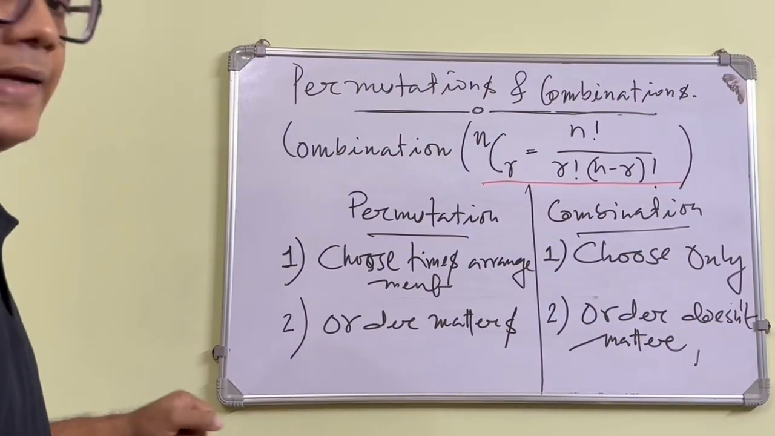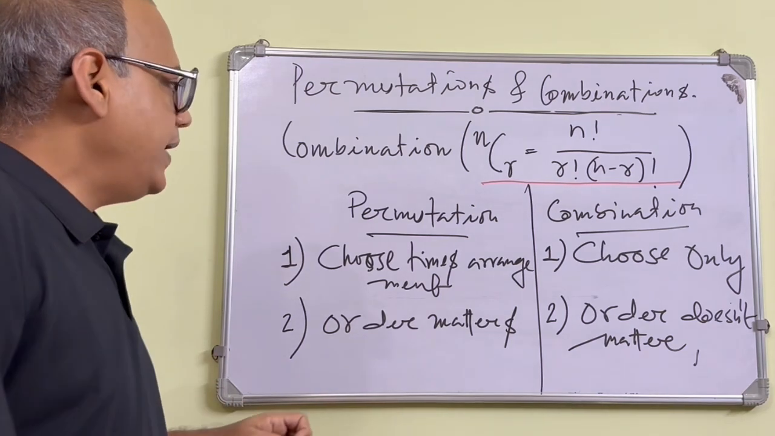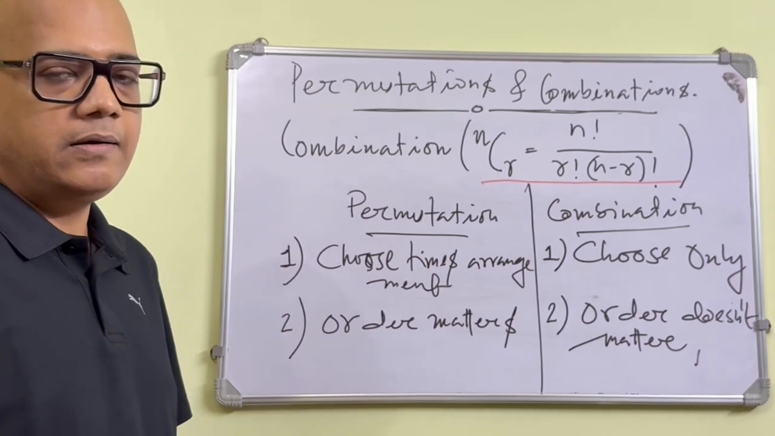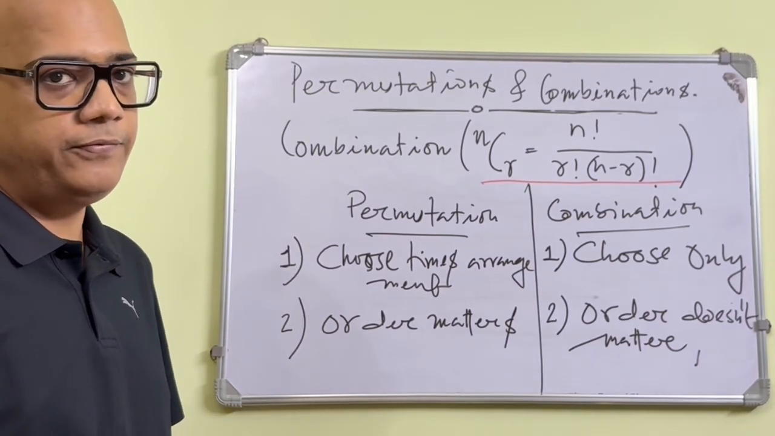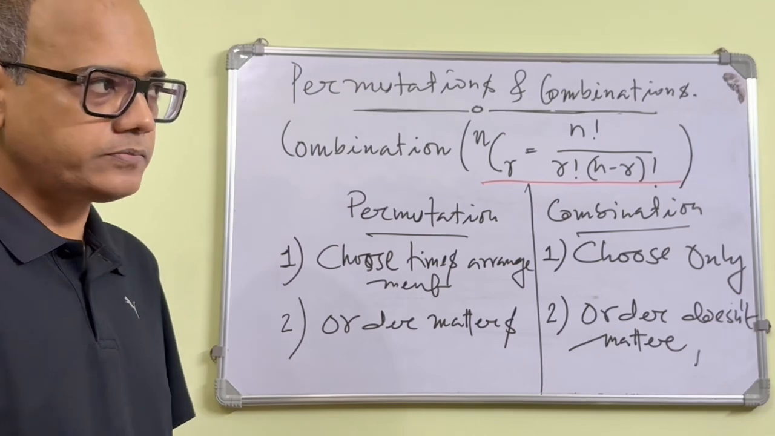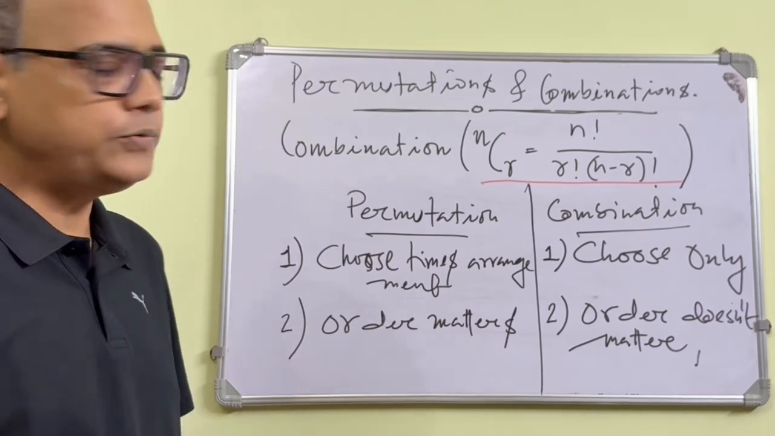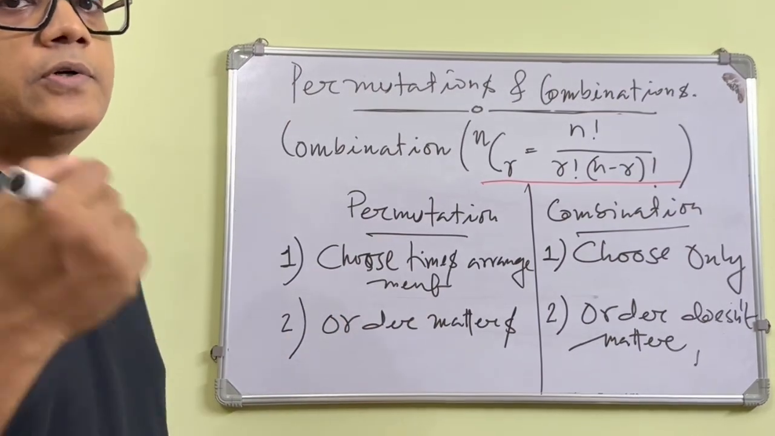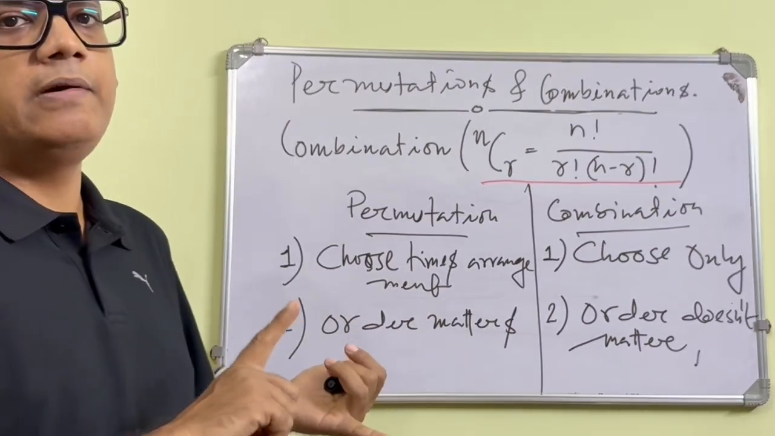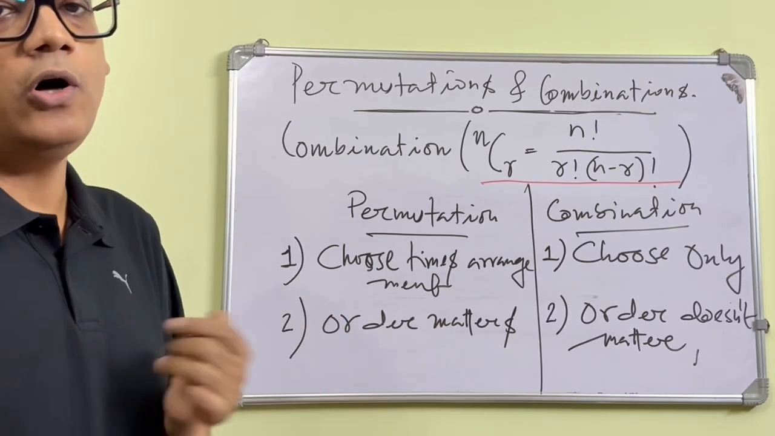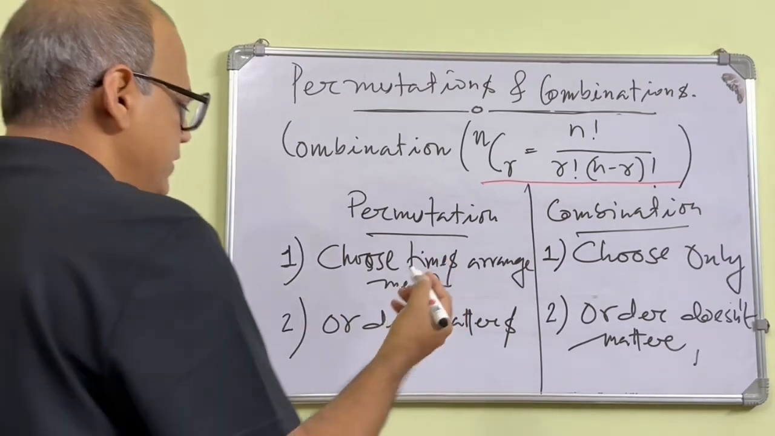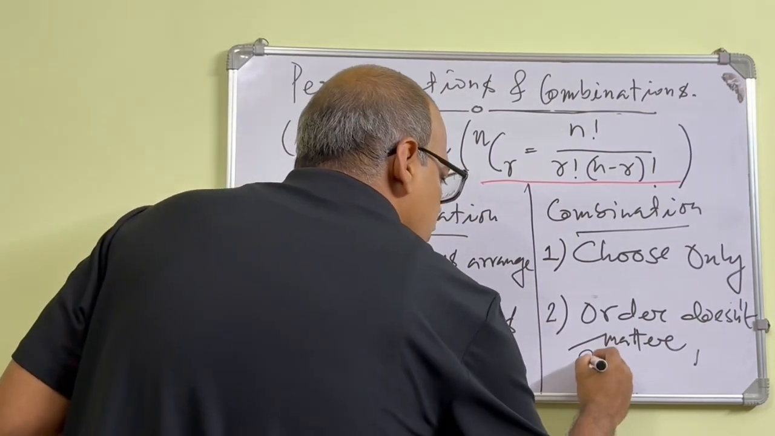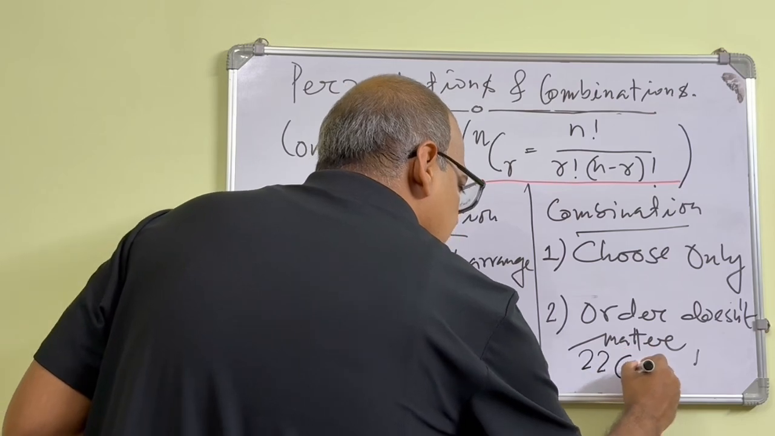So let's take an example. Say I have 22 cricket players and I need to form a team of 11 players. So what should we do? The first problem is I need to form a cricket team of 11 members from 22 players. So it would be simply 22 choose 11.